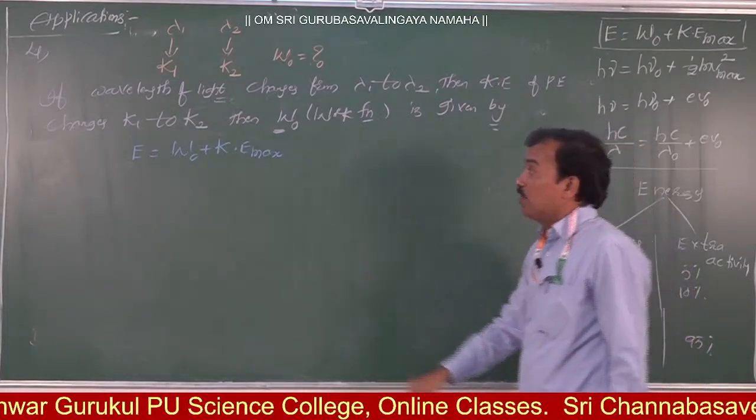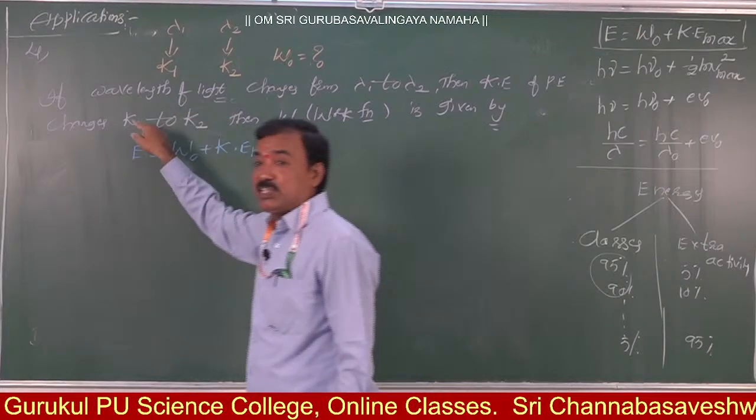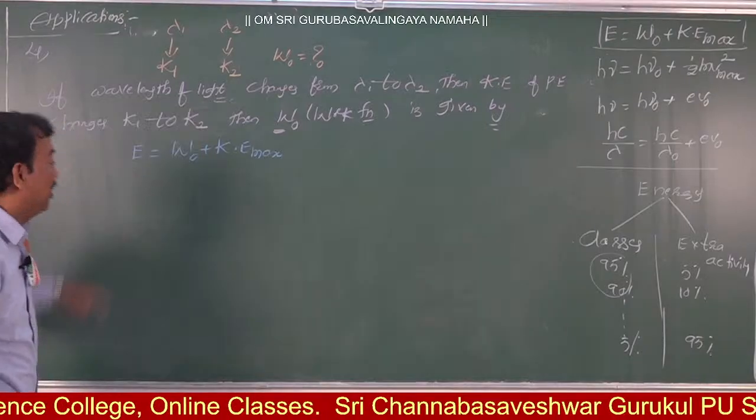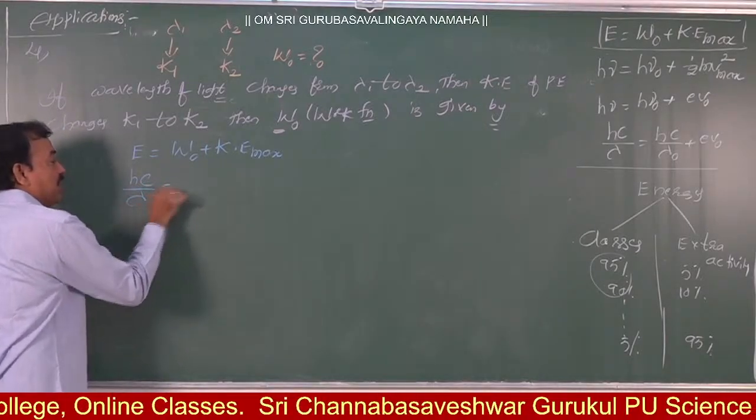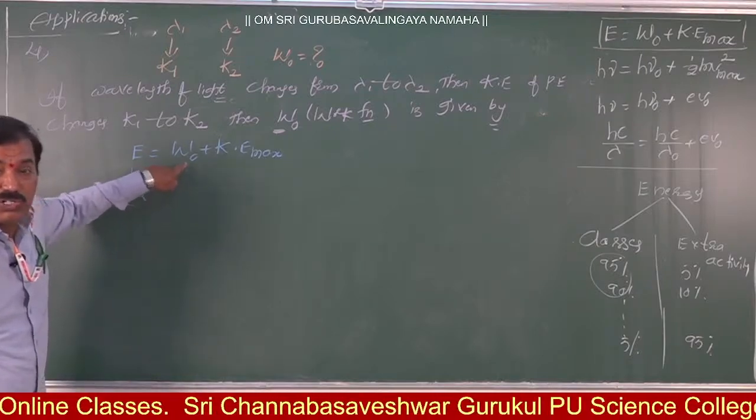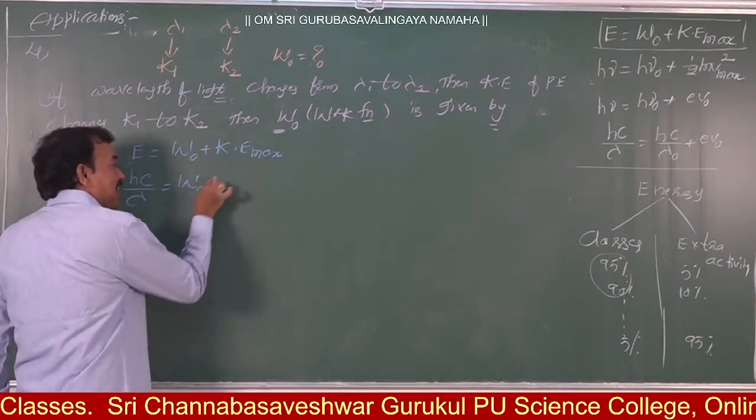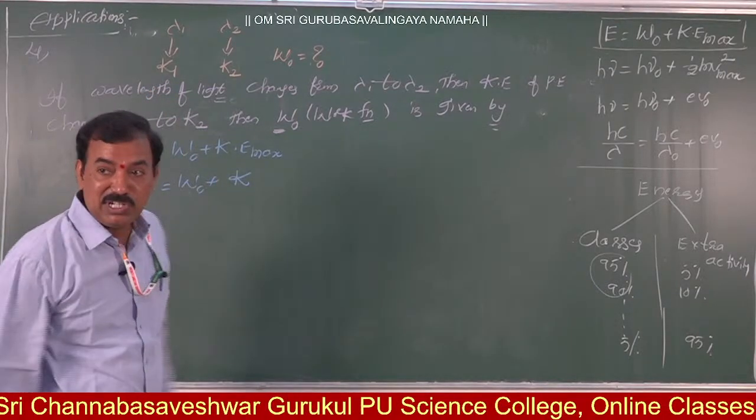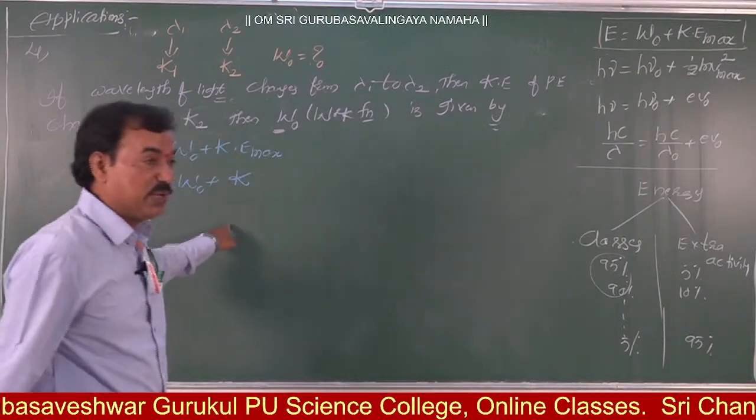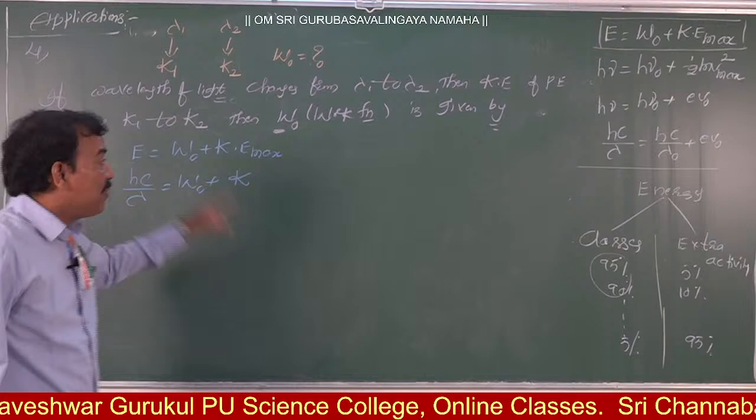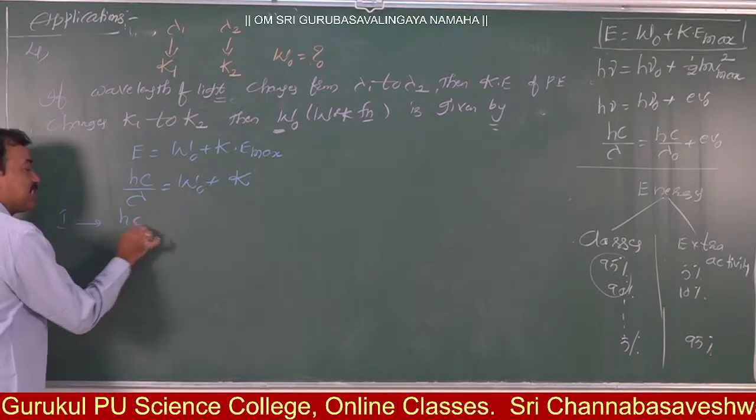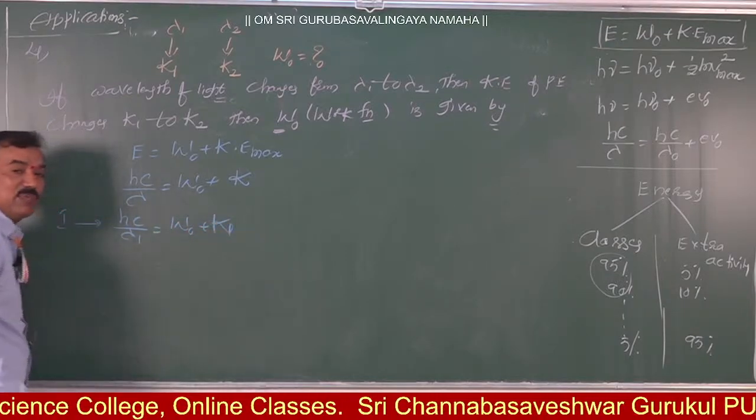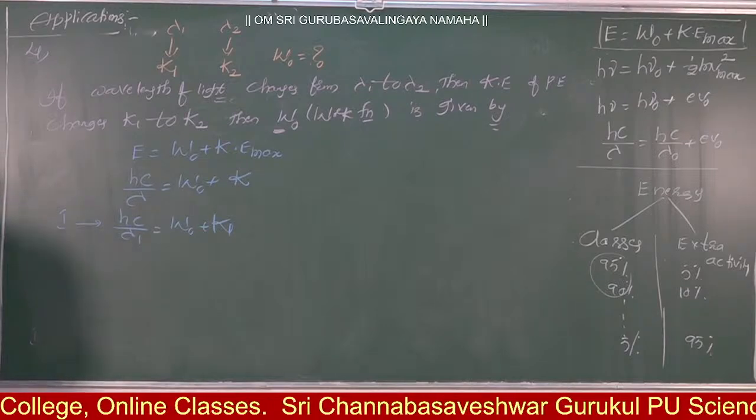See this application here. The wavelength of the incident light is given. The incident light wavelength is given means E is equal to hc by lambda. So this one is hc by lambda. And now we have to find out W naught, so this value is equal to W naught. And the maximum kinetic energy is equal to K. So this is the main equation. Now for the first light, what is that equation? hc by lambda 1 is equal to W naught plus K1. This is the first equation.